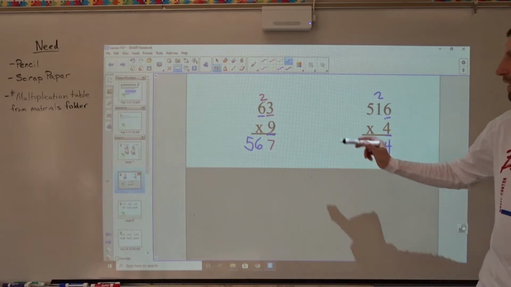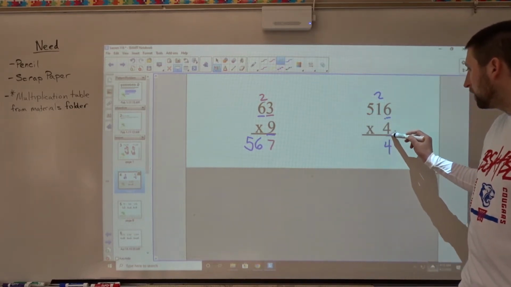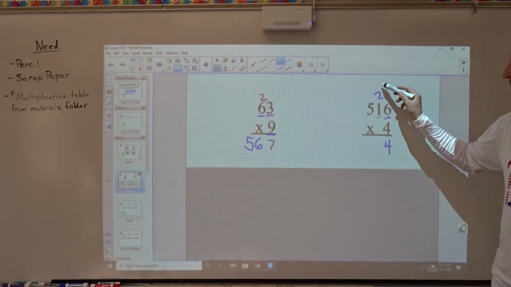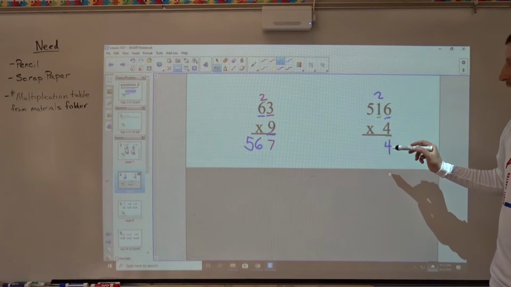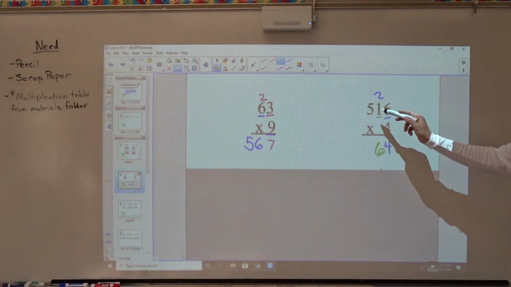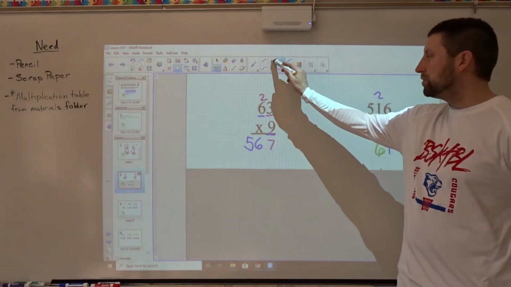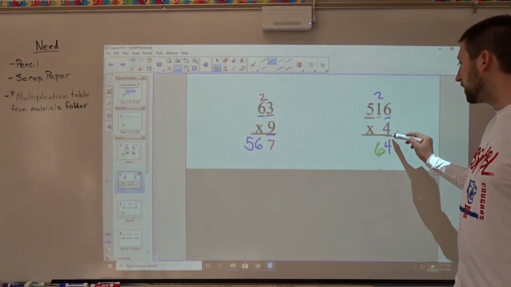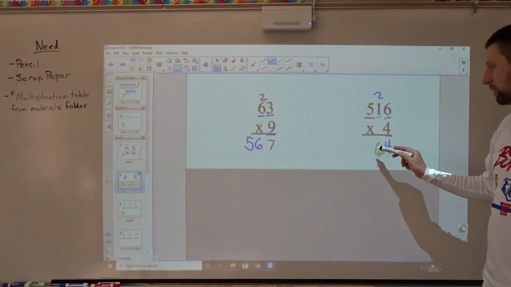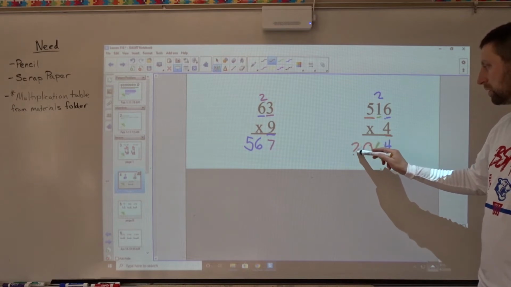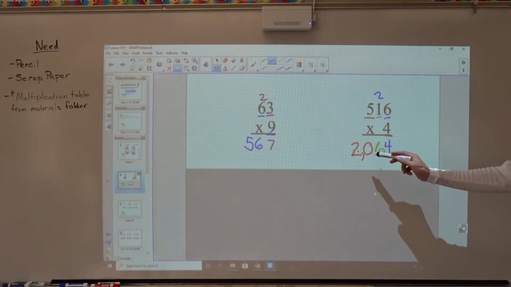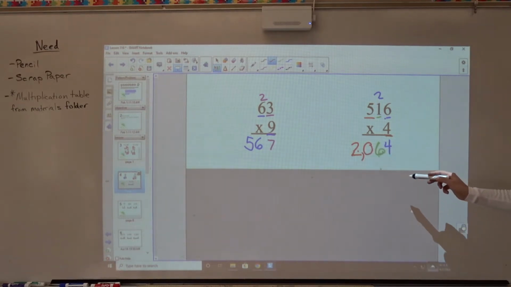Okay. Then I move to the tens place. I'm going to multiply the 4 times the tens place. 4 times 1, I know that's 4. And I had that additional 2 that I needed to add to this, so that would actually be 6. The next part, I still have a hundreds place here that I need to multiply times 4. So I want to do 4 times 5, and 4 times 5 is 20. So my answer, my product here is 2064.